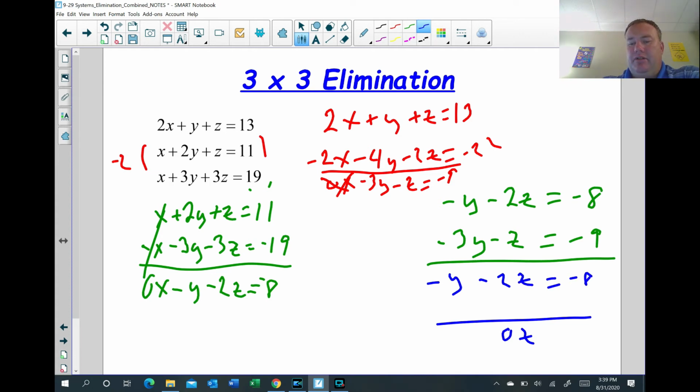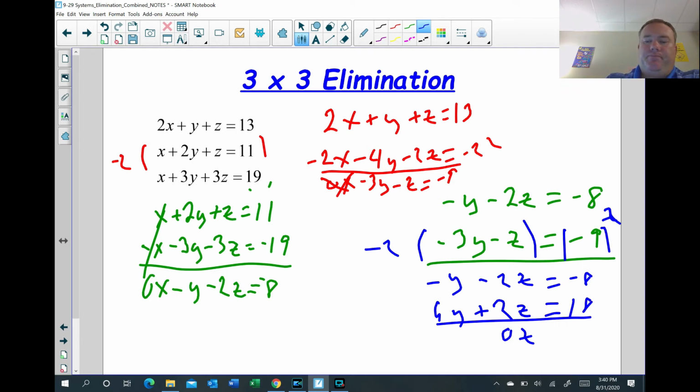But I do know that I want this one to get 0. This has to become a positive 2z. So what are you going to multiply -z by? -2. So -2 times -3y is 6y. -2 times -z gives me the 2z that I want. Then -2 times -9 is 18. -y plus 6y is 5y. So I'm adding right now. I get 5y plus 0z, which will go away, is equal to 10.